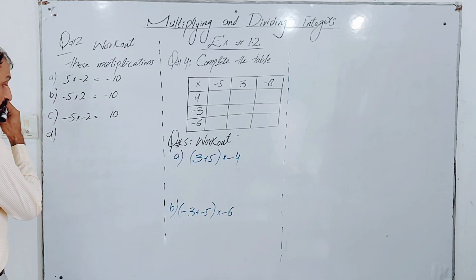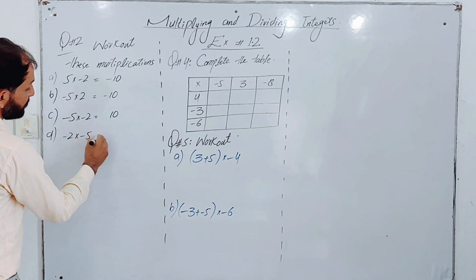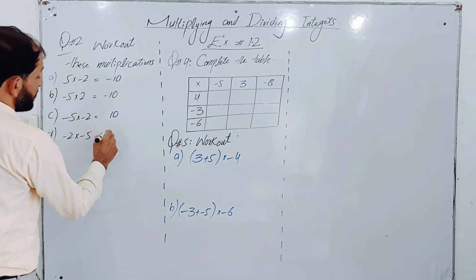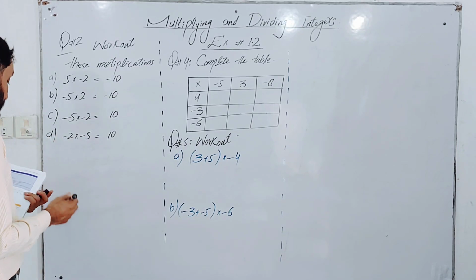And the D part, last part of this question, is minus 2 multiplied by minus 5, again same criteria, 2 5s are 10, minus and minus, positive 10, plus 10.